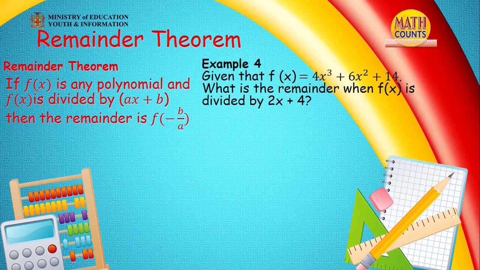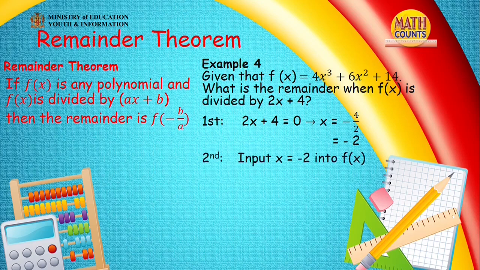Now, one good thing you notice about remainder theorem, you don't have to write in 0 for the x term. It's not necessary. So what do we do first? Just like before, we equate the divisor to 0. So we have 2x plus 4 equals 0, and then we solve for x. Now when solving for x, we get x equals negative 4 over 2, which can be simplified to x equals negative 2.